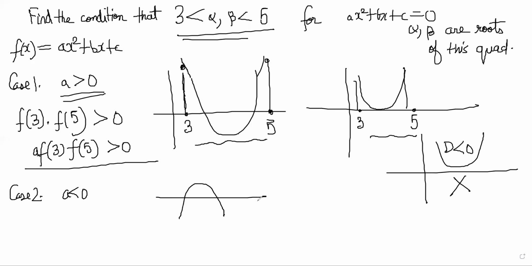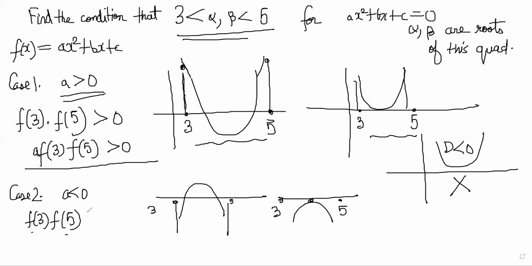The graph will be like this or like this. And if both the roots are between 3 and 5, you will realize again that f of 3 and f of 5 are both negative. So you can say that f of 3 into f of 5, since both are negative, still is greater than 0. And in this case, now you can say a into f of 3 into f of 5 is less than 0 because a is negative, right? So writing these two conditions will help you solve for the condition on a, b, c for which both the roots are between 3 and 5.